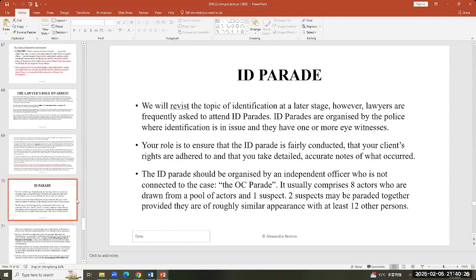You may be instructed to attend an ID parade, and we'll talk about identification because it's an important topic later on. But if you are instructed to attend an ID parade, then you obviously need to make sure that the ID parade is fairly conducted, that there is no opportunity for the participants to see your client before he comes into the ID parade, and that it is conducted by an independent OC parade officer. You have 8 actors plus 1 defendant.